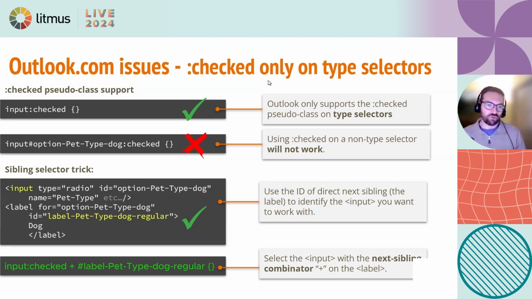So what we do is what I call the sibling selector trick. We use the ID of the direct next sibling, which is in our case the regular label, to identify the input you want to work with. If we do input plus label-pet-type-dog-regular, which is our label, that gives us a selector that's only going to work on that input. So whenever we do a checked situation, we want to make sure that we're using the raw input. So only input, no classes, no IDs on those, or it's not going to work in Outlook.com.